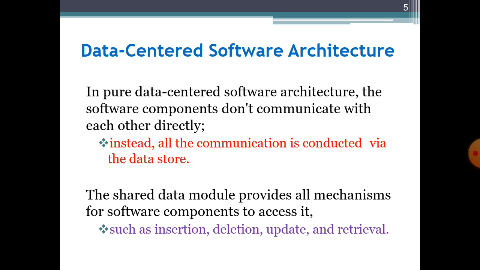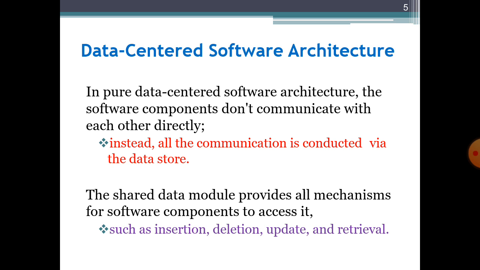So in this type of data centered architecture, the software components do not communicate with each other directly. All the communication between different components is conducted through a data store. Because in our previous slide, data centered architecture has two different areas or partitions: number one, data store, and number two, independent components. These independent components cannot communicate directly with each other. Whatever the communication is will be conducted through a data store.